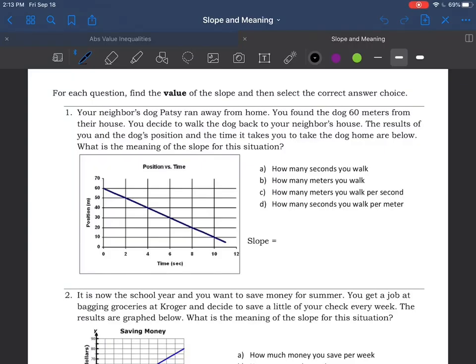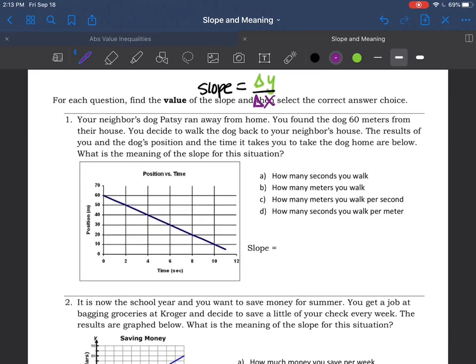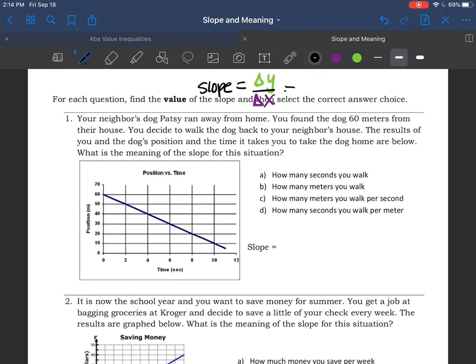All right, so the last thing we're going to talk about is slope from real world problems. And we want to talk about what the slope means in this case. And so remember, slope is change in y over change in x every time we calculate this. And so y2 minus y1 over x2 minus x1.